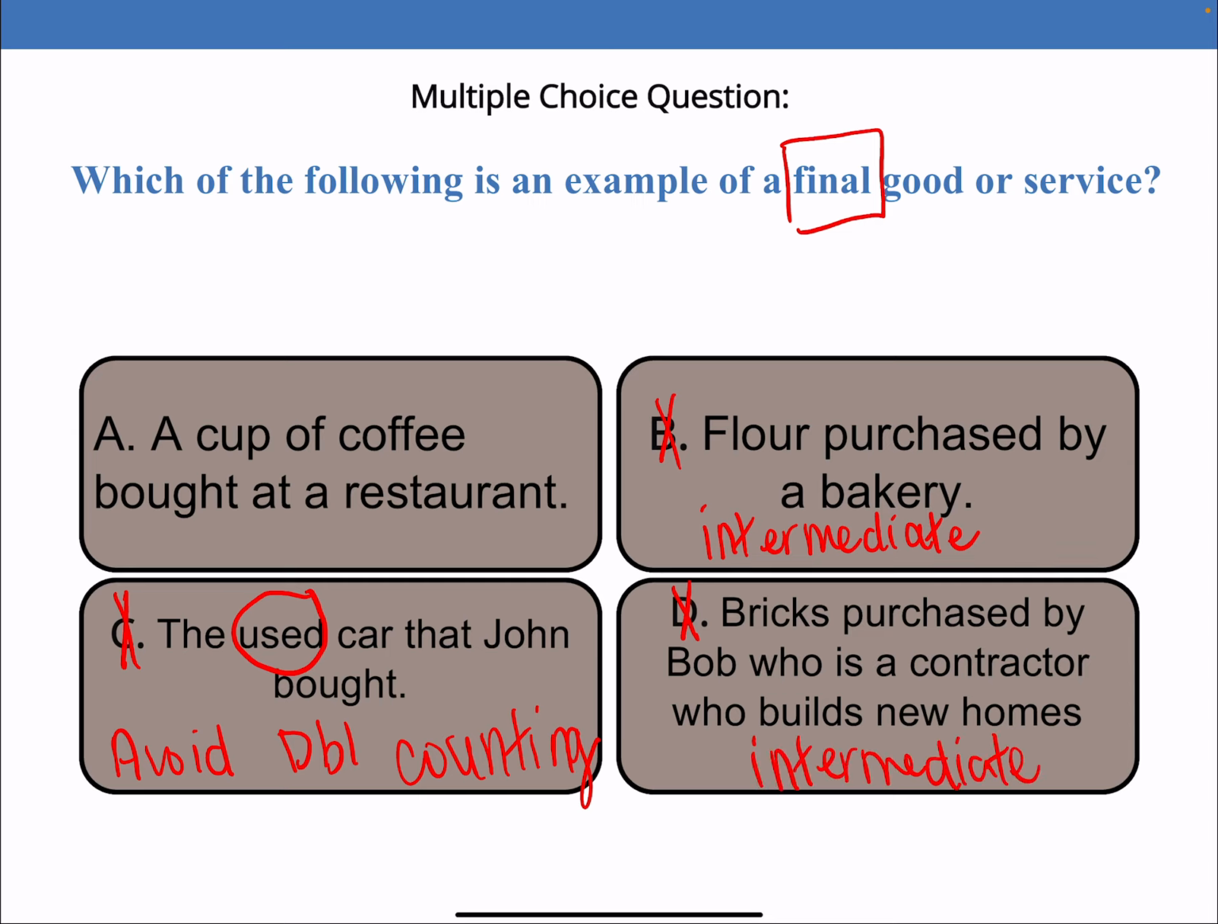So that would leave our final answer as A, a cup of coffee that I buy at a restaurant. I drink the coffee. The product life cycle ends. This is a final good.